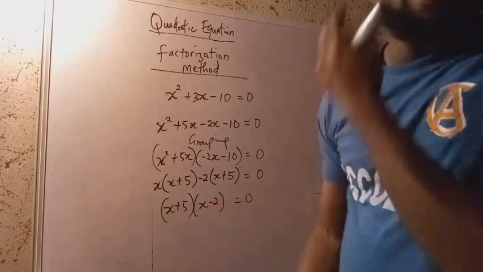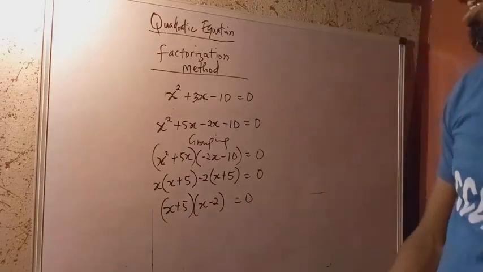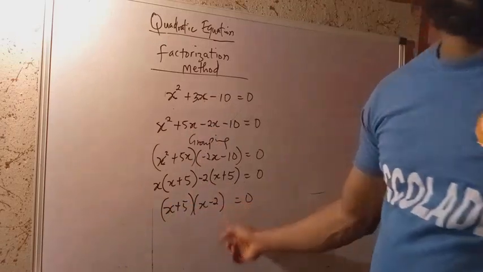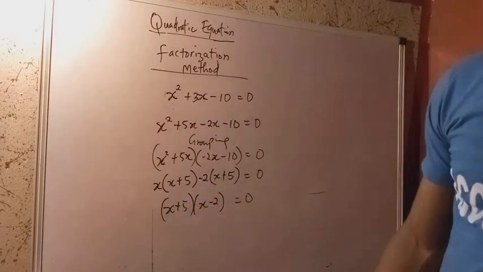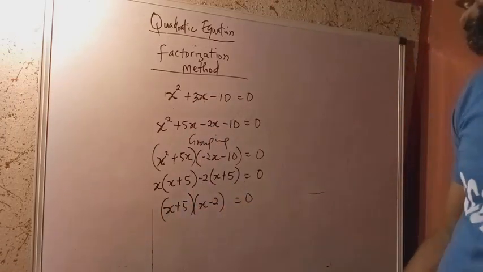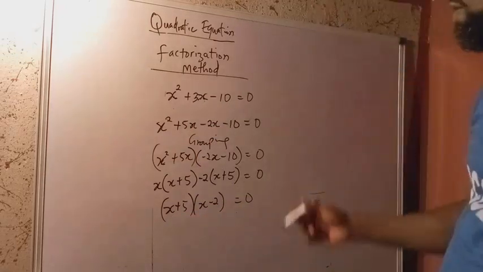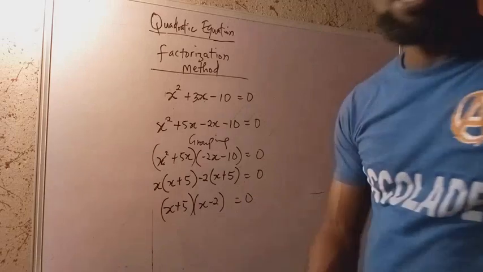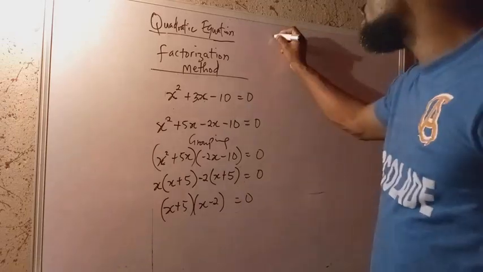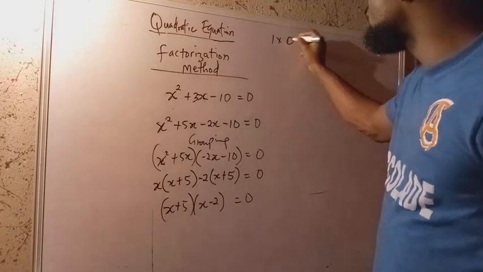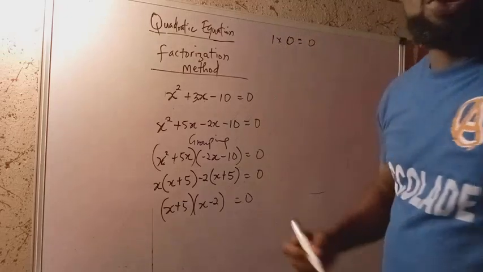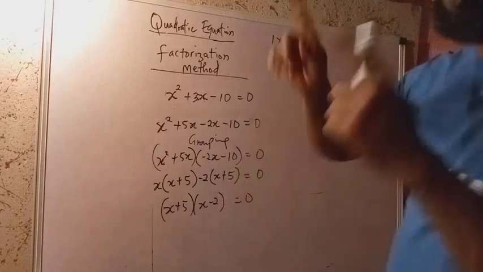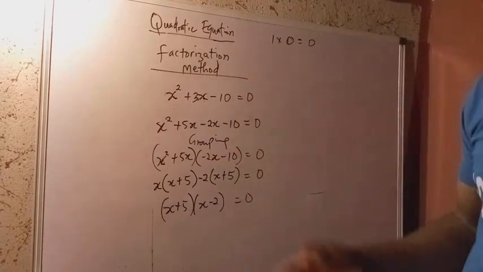At this point, like I said before in the previous class, if you were asked to factorize this, then this is where you should end. But if you were asked to solve it, you have to go further from here. Because when two things multiply and the answer is 0, one of them is likely to be 0. For instance, if you have 1 times 0, you get 0. So if two things multiply and the answer is 0, it means one of them was 0.